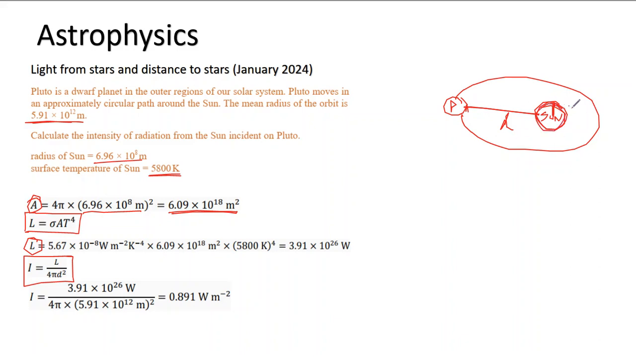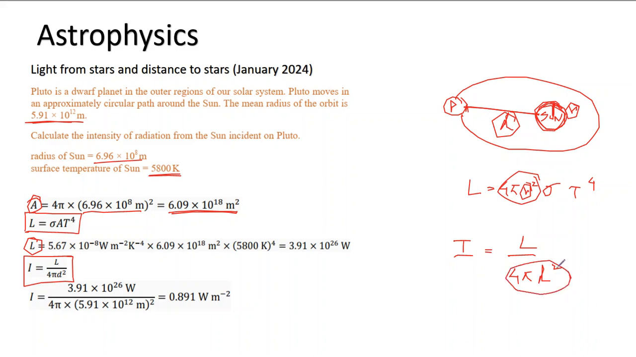So here this is r, so L equals, the full equation is 4 pi r squared sigma T to the power 4, and for intensity it's L by 4 pi d squared. This is the d we use for intensity, and this is the r we use for luminosity. I see a lot of students getting confused with this d and r because you have 4 pi r squared and 4 pi d squared here. They find this a bit confusing.